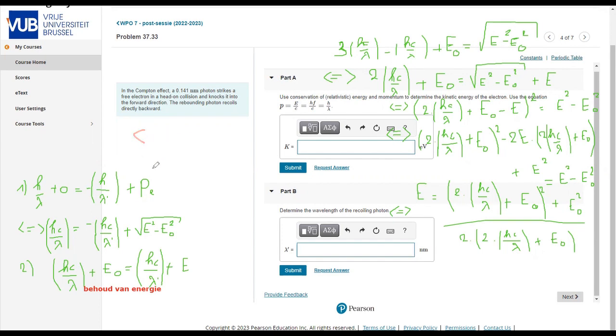Hope you understand it. And then you have the PE. PE is just the momentum of the electron, because this is just in the second situation, and this was in the first situation.